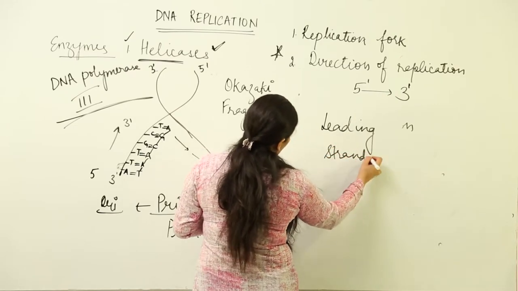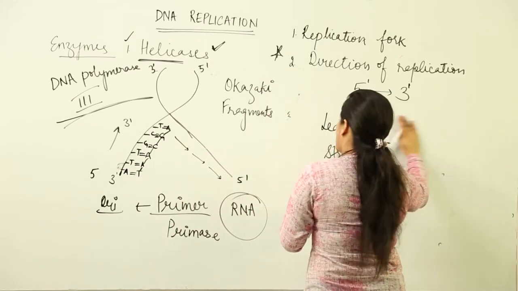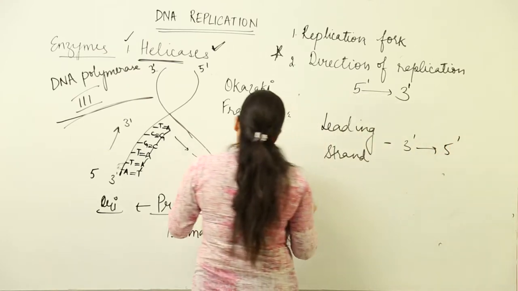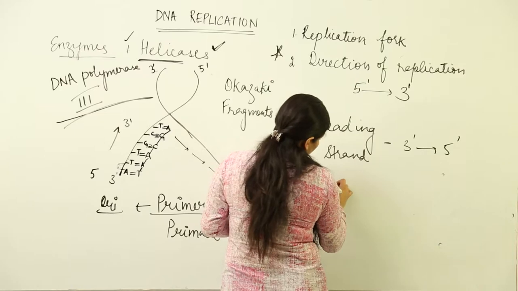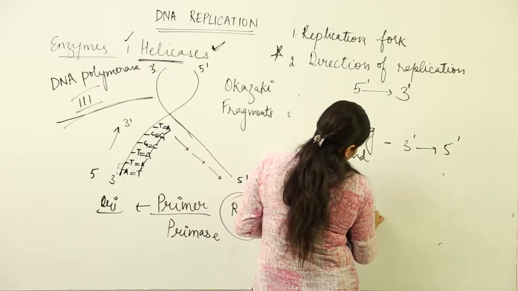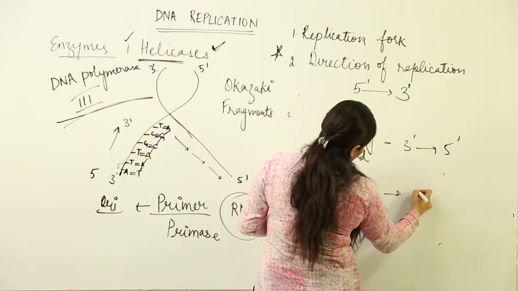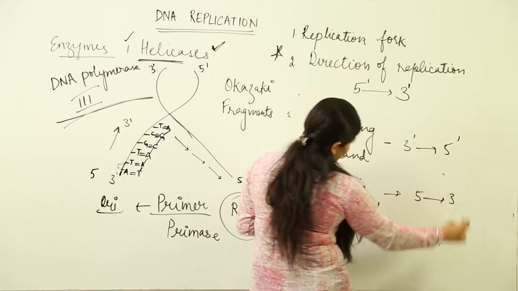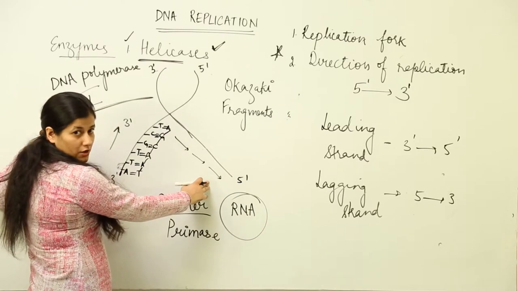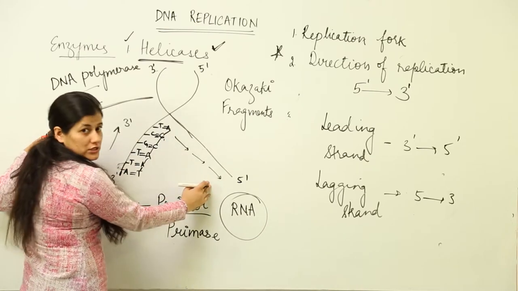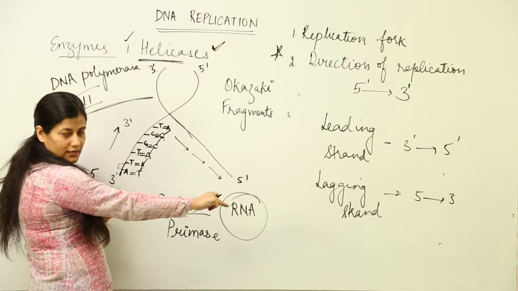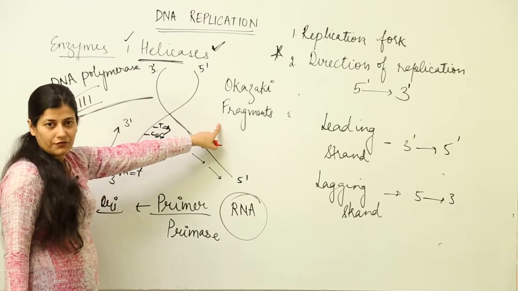So the leading strand has the polarity of 3-5, while where Okazaki fragments are formed, that is known as the lagging strand. The lagging strand has the polarity 5-3, so it would be synthesizing its complementary strand in the opposite direction. Now we had talked about the leading strand, the lagging strand, and the Okazaki fragment.